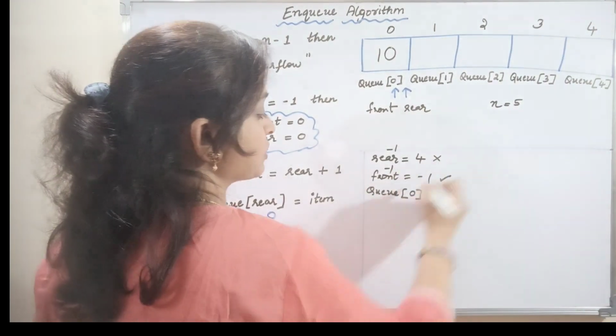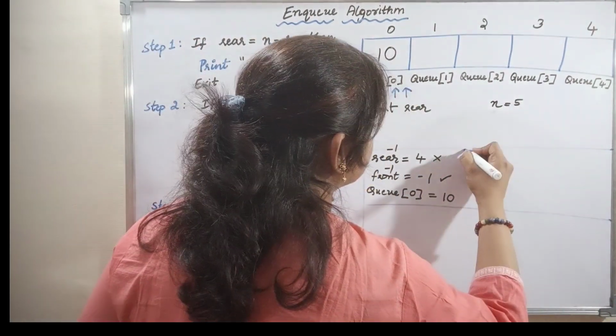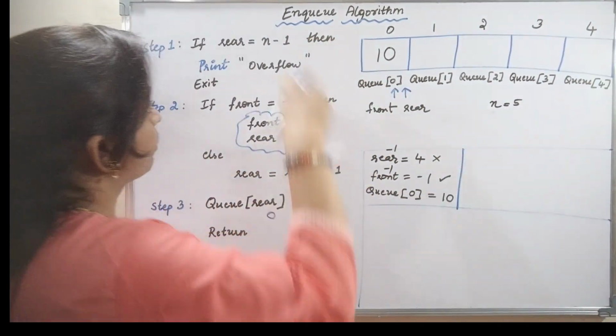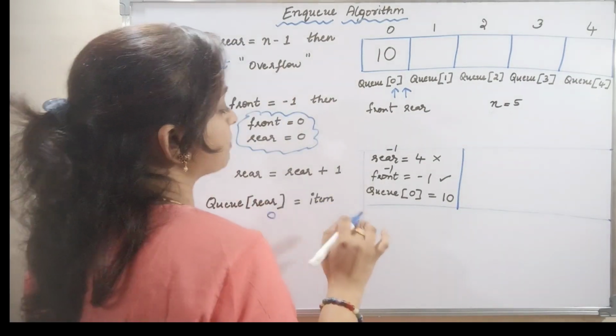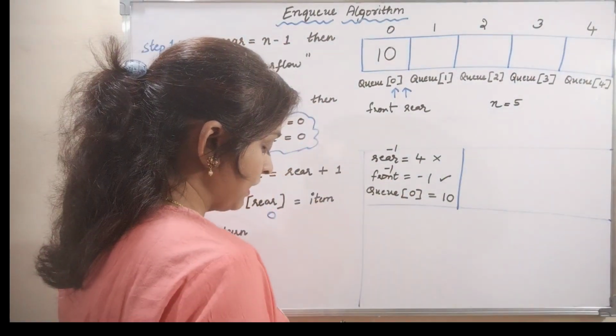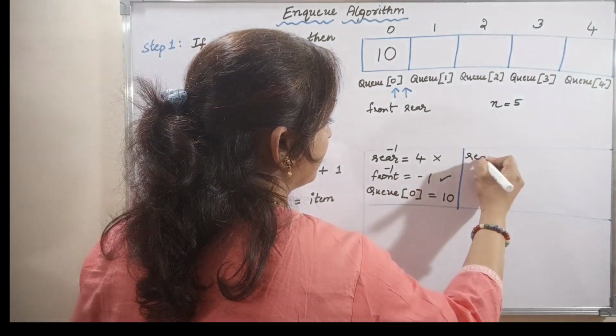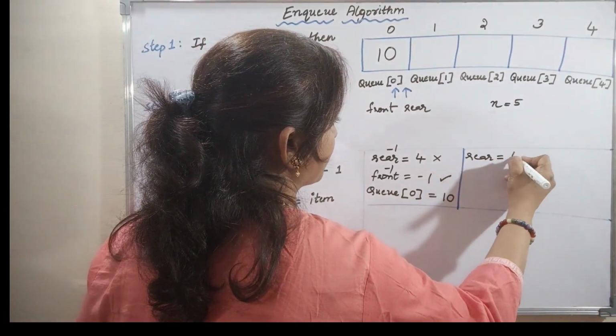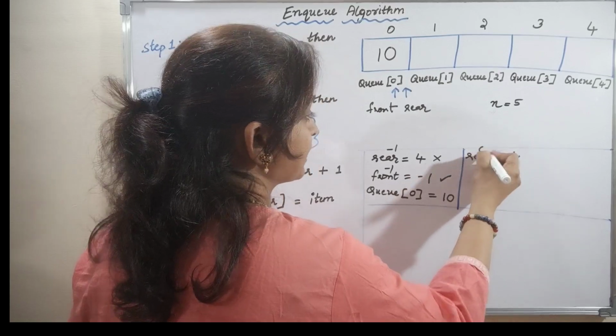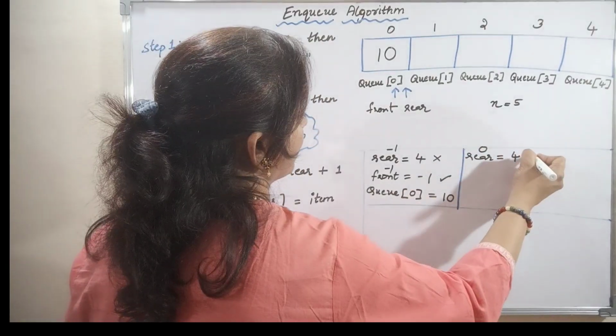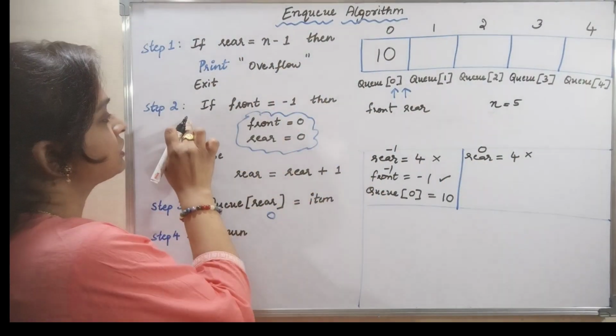In the next iteration, I go back: is rear equal to n minus 1? Rear equal to n minus 1 means 4. What is rear? It is 0. Is 0 equal to 4? No. Condition not satisfied. Come to step 2.